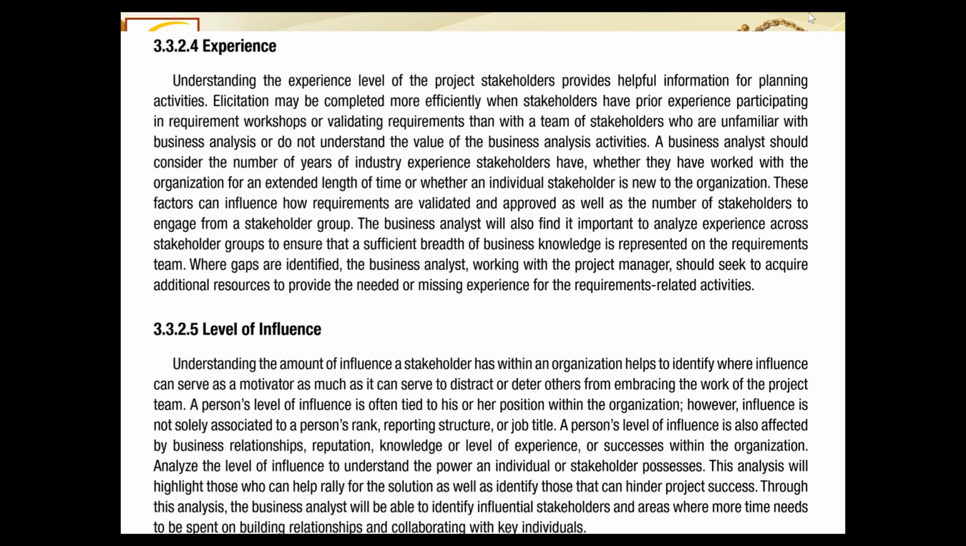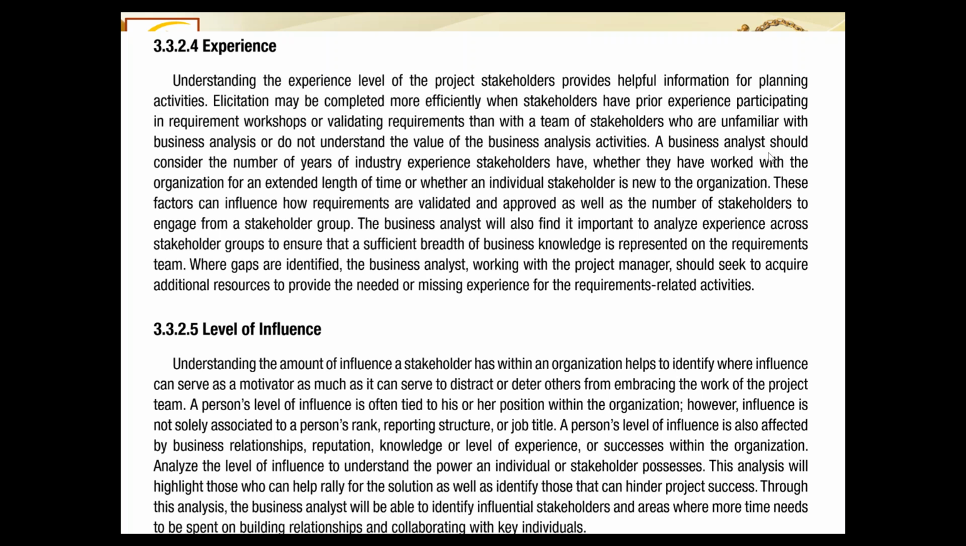All right. So the next attribute is experience. Understanding the experience level of the project stakeholders provides helpful information for planning activities. Elicitation is the gathering of information. Elicitation may be completed more efficiently when stakeholders have prior experience participating in requirement workshops or validating requirements than with a team of stakeholders who are unfamiliar with business analysis or do not understand the value of business analysis activities. Because most likely these people who are unaware will waste the time of the business analyst and ultimately not be very useful. So if people have experience in dealing with this kind of environment, business analysis workshops they have been conducting or attending, they will be more fruitful and useful.